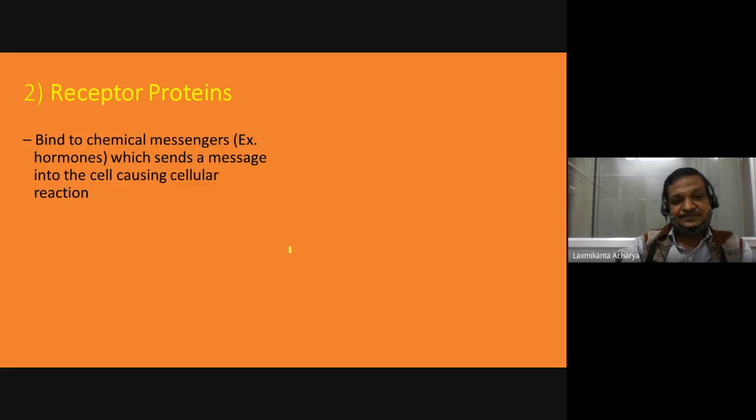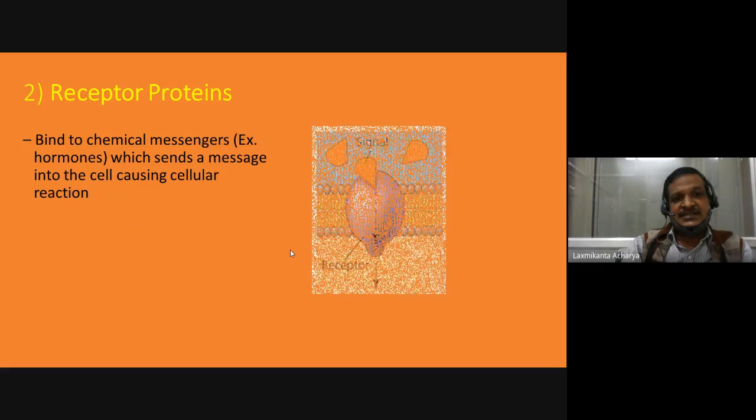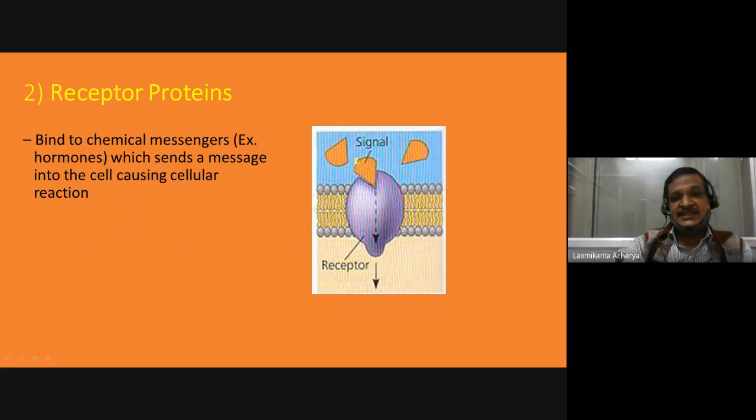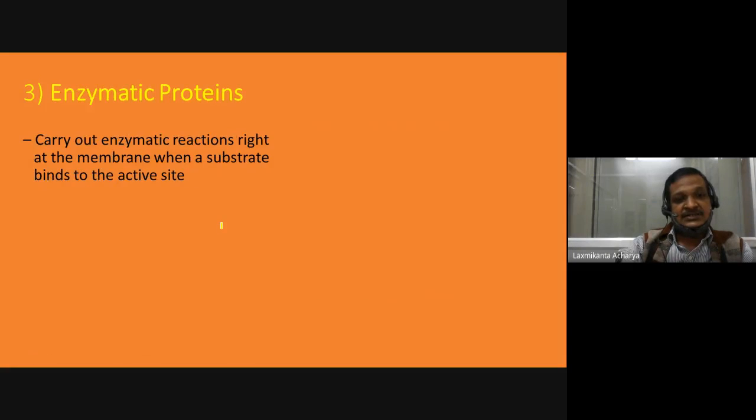We'll see them. And these receptor proteins, they bind to the signals, okay. So these are the signals. They may be some chemokine or cytokine, or maybe any other substance, okay. And they can help in recognizing certain situations, okay.